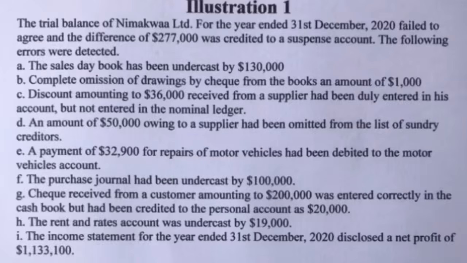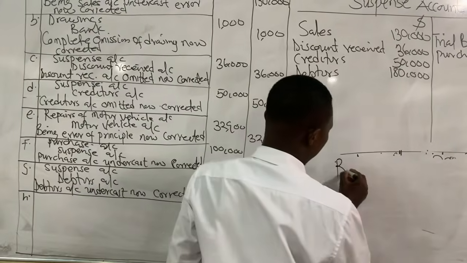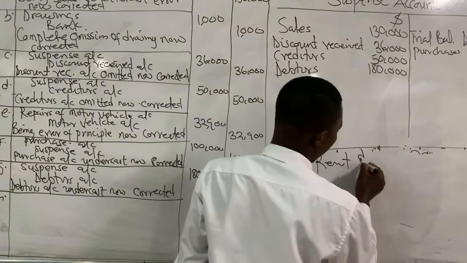So we consider the next error. And the next error here is H. That is the rent and rate account was undercast by $19,000. So let's consider the rent and rate account.